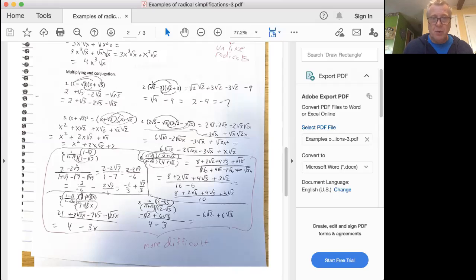For this one, we have the square root of 2 minus 3 and the square root of 2 plus 3. So we distribute. Square root of 2 times square root of 2 is square root of 4. That'll give us a 2. Square root of 2 times 3 is plus 3 square root of 2, minus 3 square root of 2 is minus 3 square root of 2.